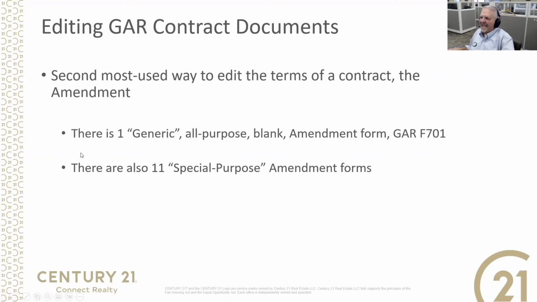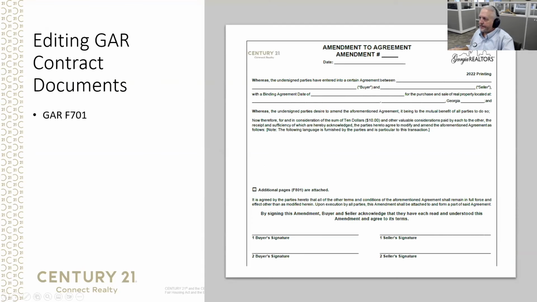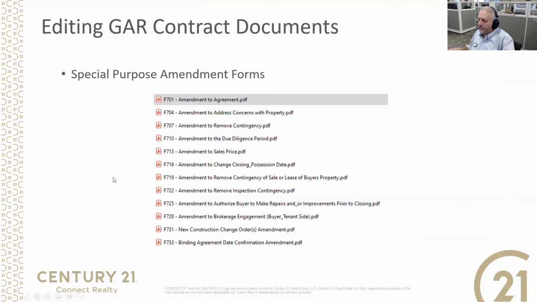And there are also 11 special purpose amendment forms. I'm a big fan of using the special purpose forms instead of just the generic one, because it is more clear, concise, and legally sticky if you use one of the special purpose ones. So let's talk about that. Okay, so first is the generic one, where you simply can write anything and everything in here. And this is a great example where you might use that additional page if you didn't have enough space there.